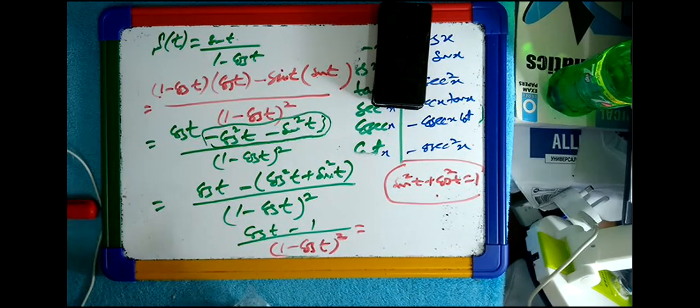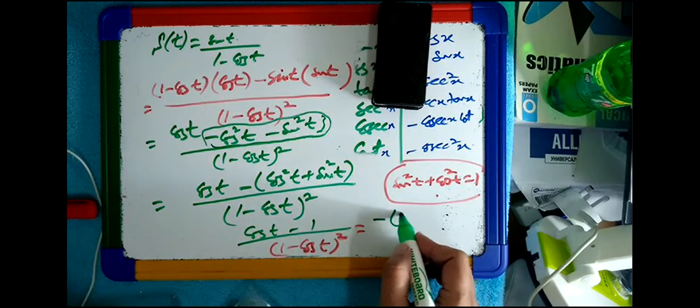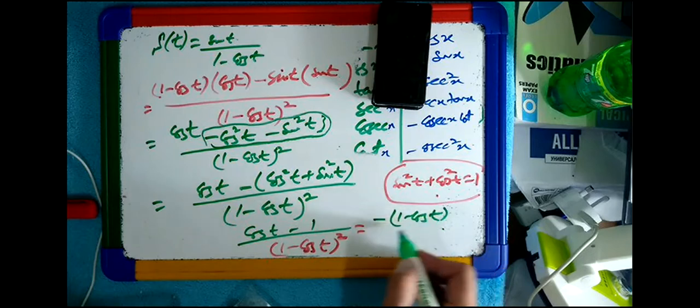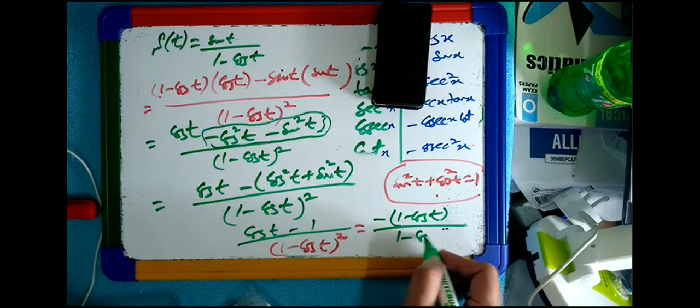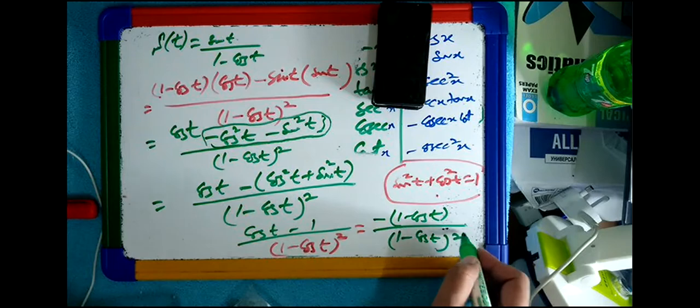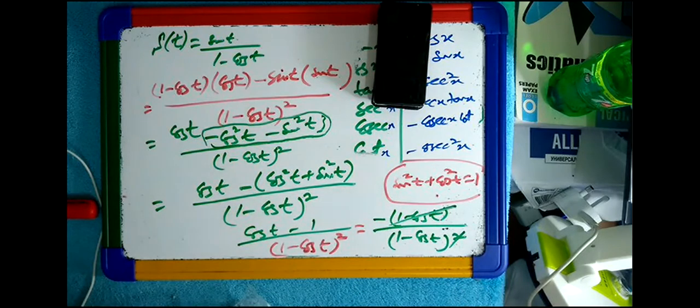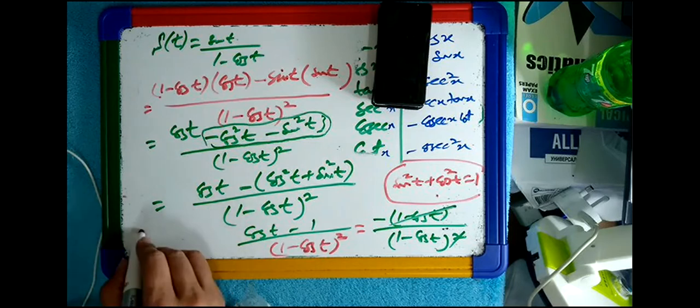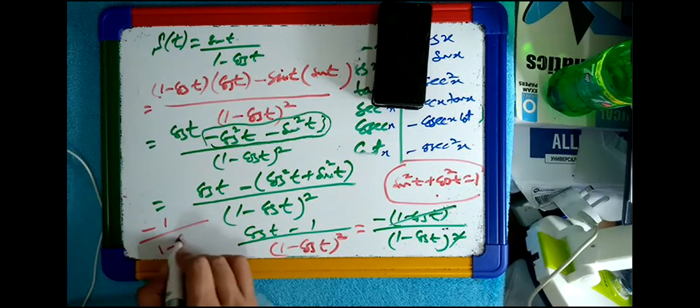Can I take negative common from the numerator? What will be inside the bracket? 1 minus cos t. Can I write like this? And 1 minus cos t whole square. So 1 minus cos t cancels with this one. So my final answer is negative 1 over 1 minus cos t.